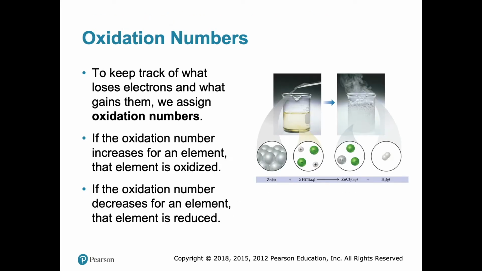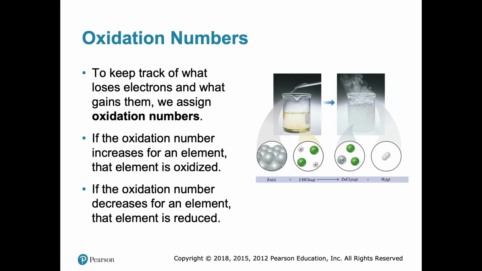So let's quickly look at this. To keep track of what loses electrons and what gains them, we assign oxidation numbers, like I said before. If the oxidation number increases for an element, then it's oxidized. If the oxidation number decreases for an element, then it's reduced. So if the oxidation number goes down, the element gained electrons. If the oxidation number goes up, it lost electrons. Does that make sense? It's a big thing right there.